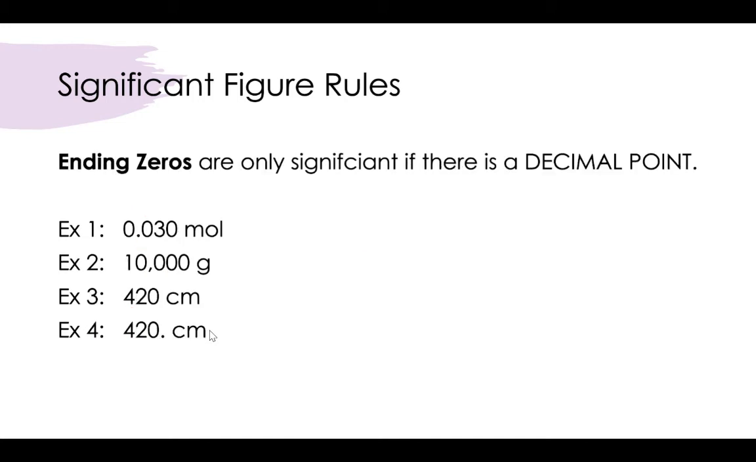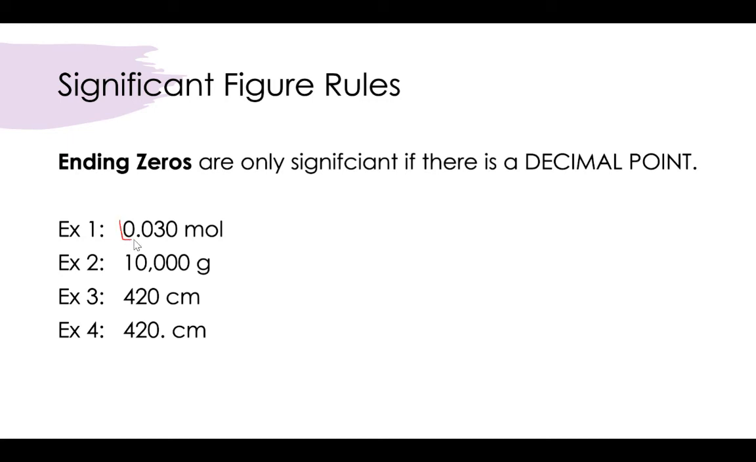Ending zeros are a little bit trickier. So they're only significant if there's a decimal point. So sometimes they're significant and sometimes they're not significant. So just a reminder, leading zeros are never significant. Captive zeros are always significant, and ending zeros are significant if there's a decimal point.